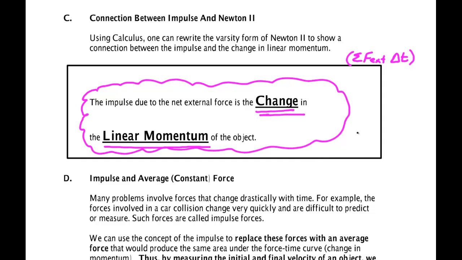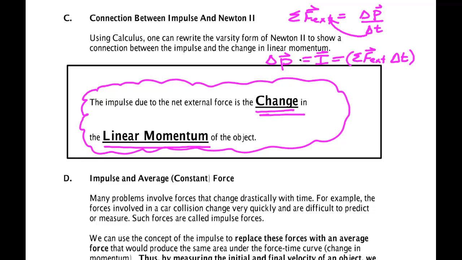This is Newton's second law. Remember, Newton's second law says the sum of the external forces is equal to delta p over delta t. And I've left out the little limit for now. Then if you bring the delta t to this side, which is the impulse, then that's equal to the change in p.